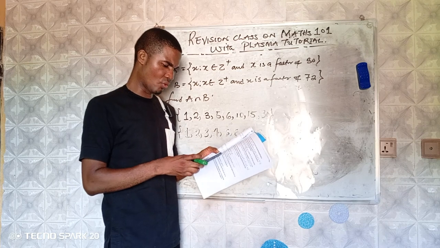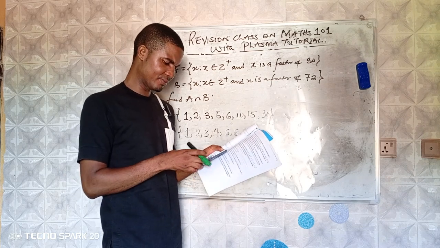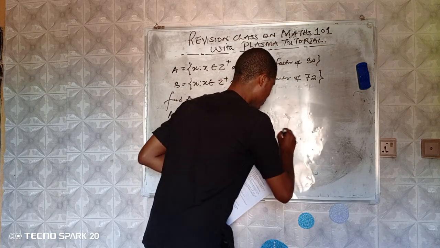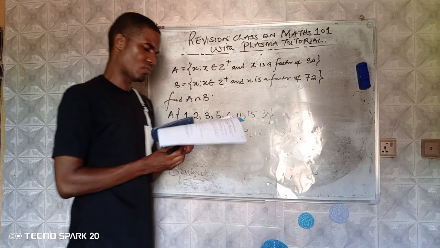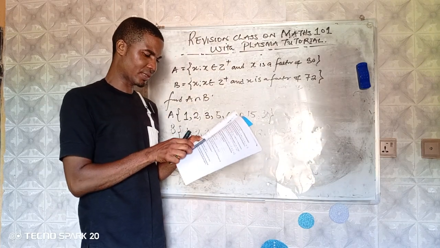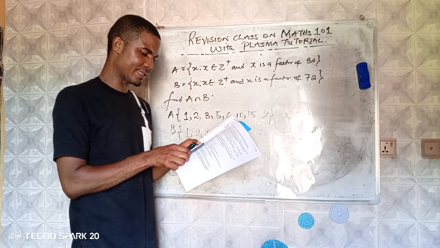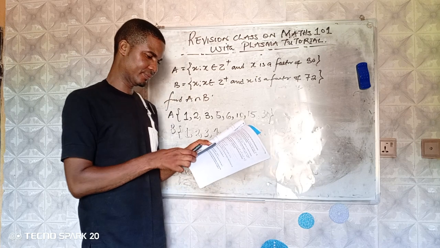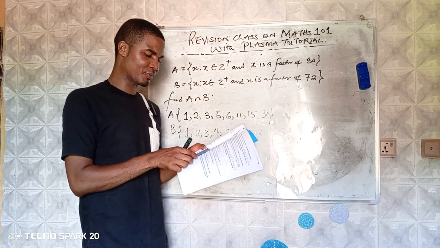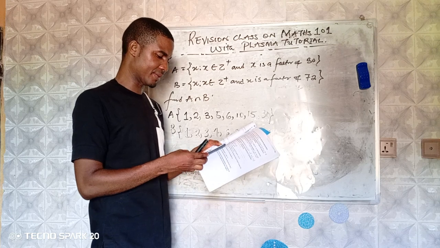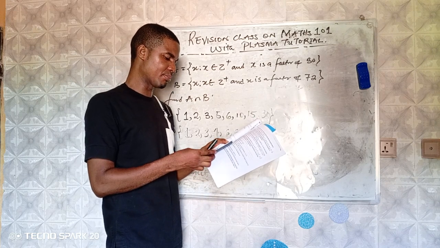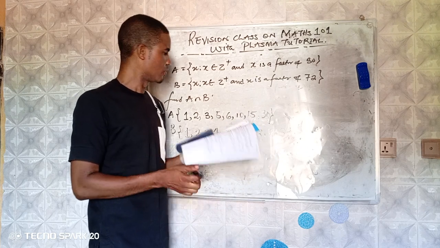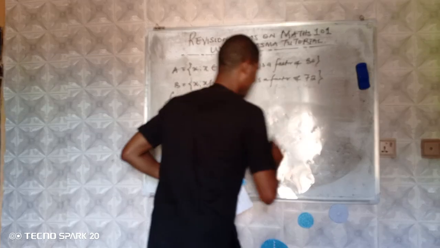What of 23? No. What of 24? Yes, 24 is there. What of 25? No, 25 is not there. 26, no. 27, no. I hope you are with your calculator pressing this with me. 28, no. 29, no. 30, no. So you see, this one stops here.